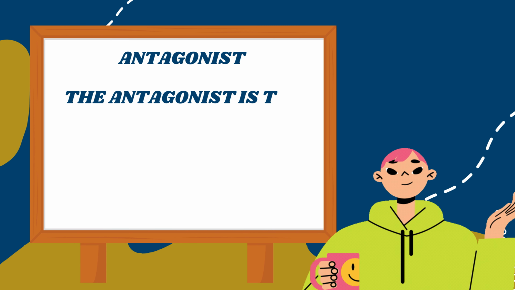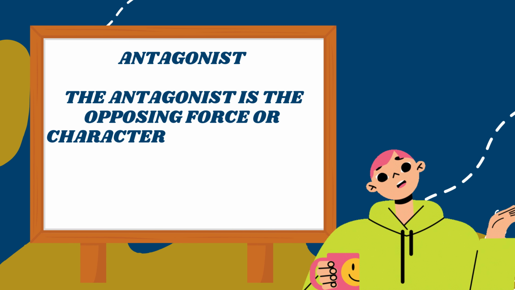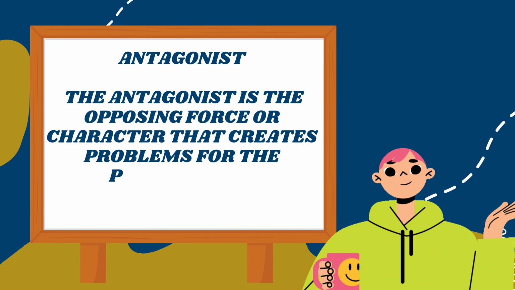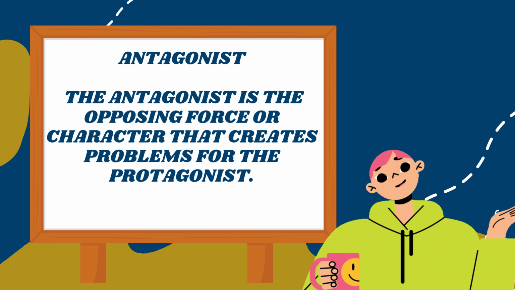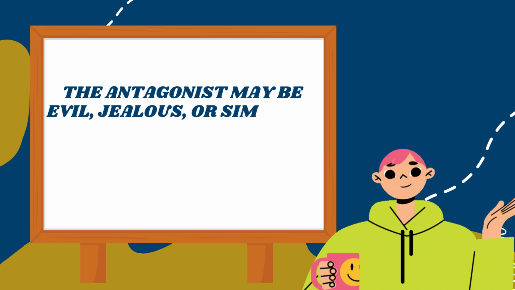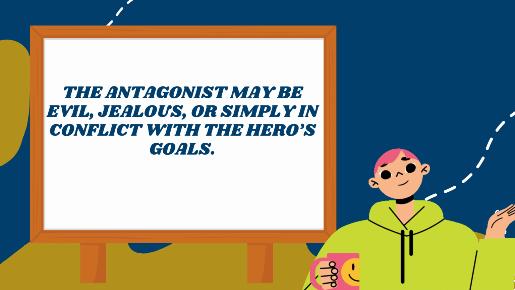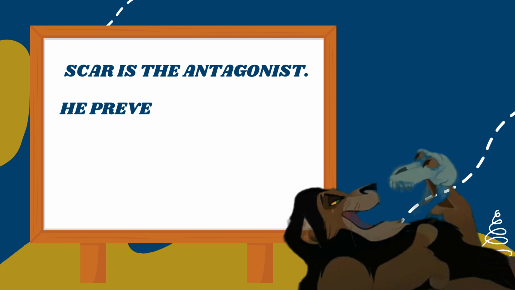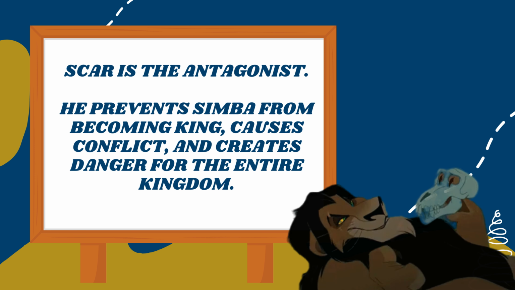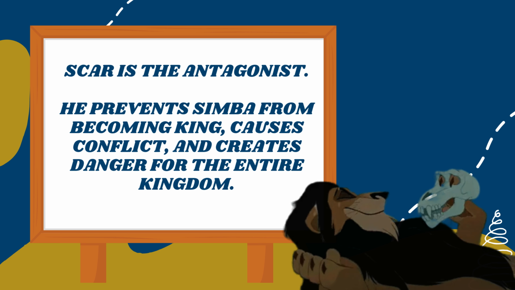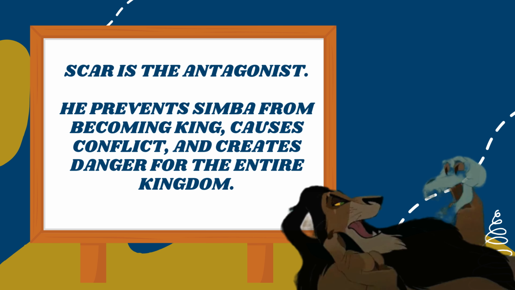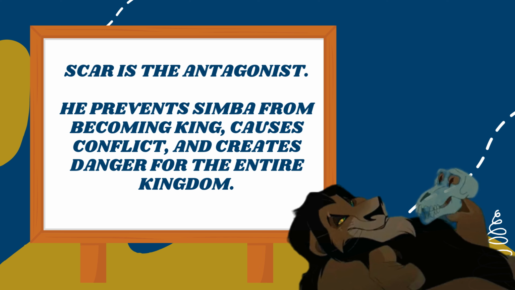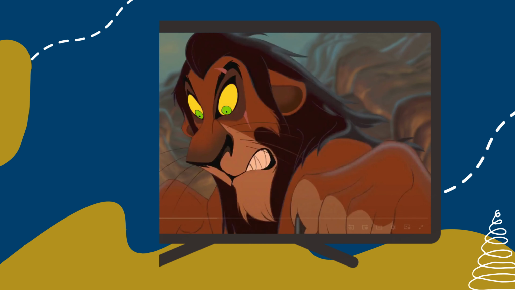Second, antagonist. The antagonist is the opposing force or character that creates problems for the protagonist. The antagonist may be evil, jealous, or simply in conflict with the hero's goals. For example, Scar is the antagonist. He prevents Simba from becoming king, causes conflict, and creates danger for the entire kingdom.